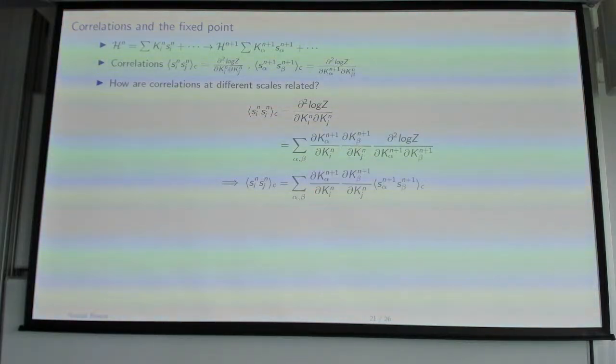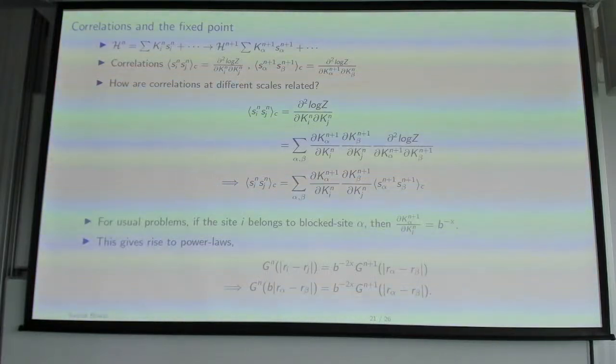What would happen if you look at a model of magnetism or a periodic model is that these derivatives go as b to the minus x, where x is the scaling dimension, and this gives you power laws. Typically the only non-zero derivative is the one within the block, and each of those would give you a factor of b to the minus x, where b is the coarse-graining block length and x is the scaling dimension, and you get power laws.